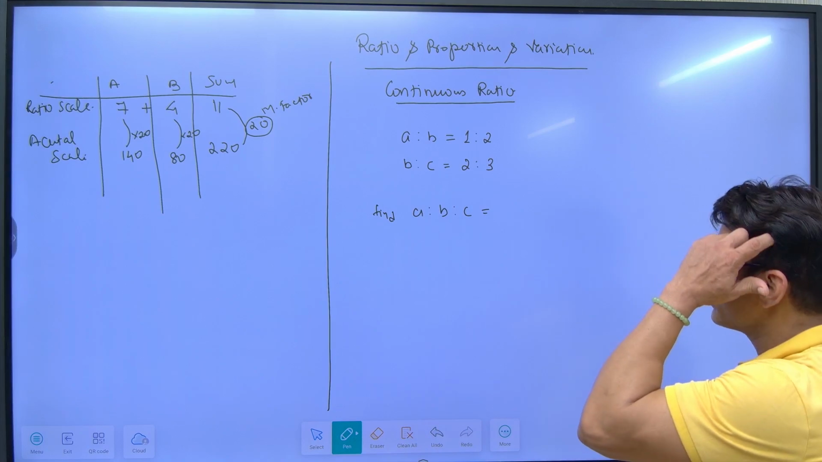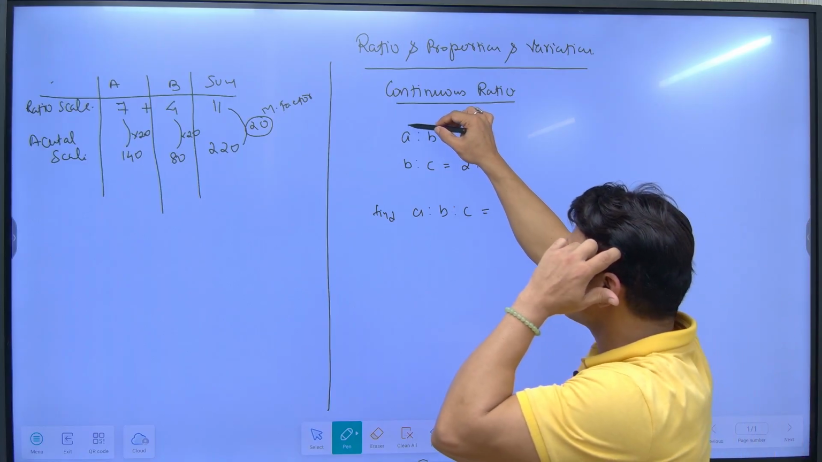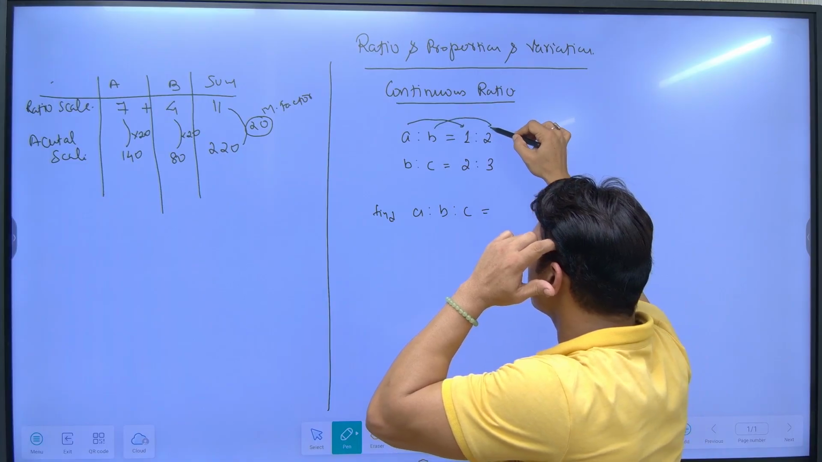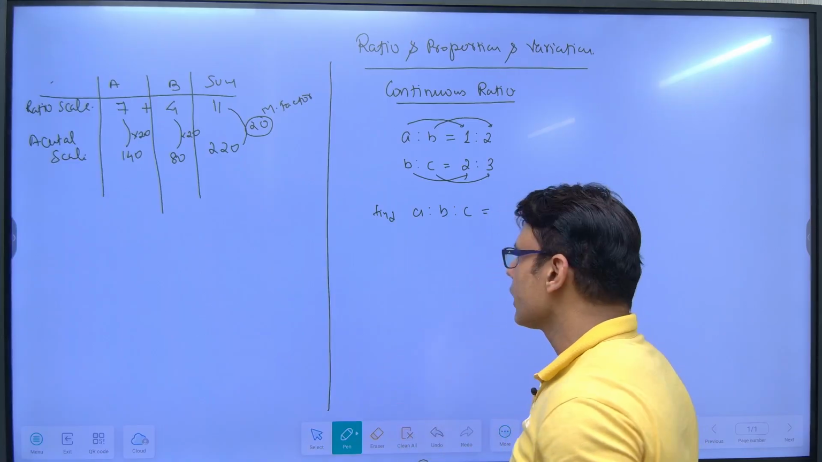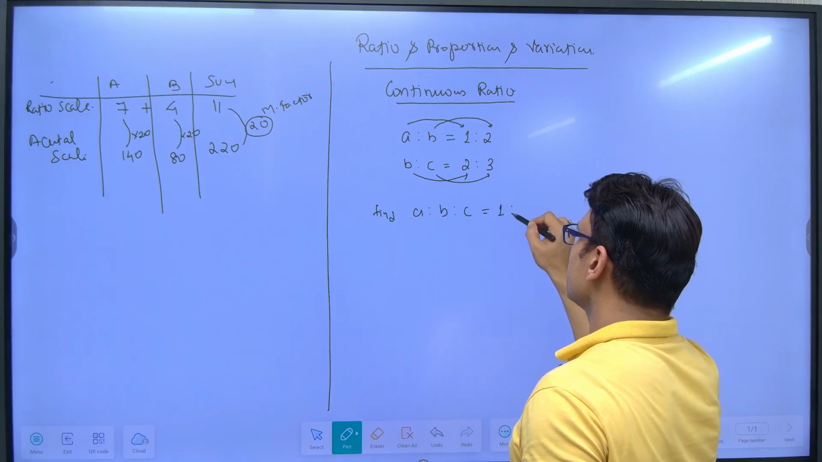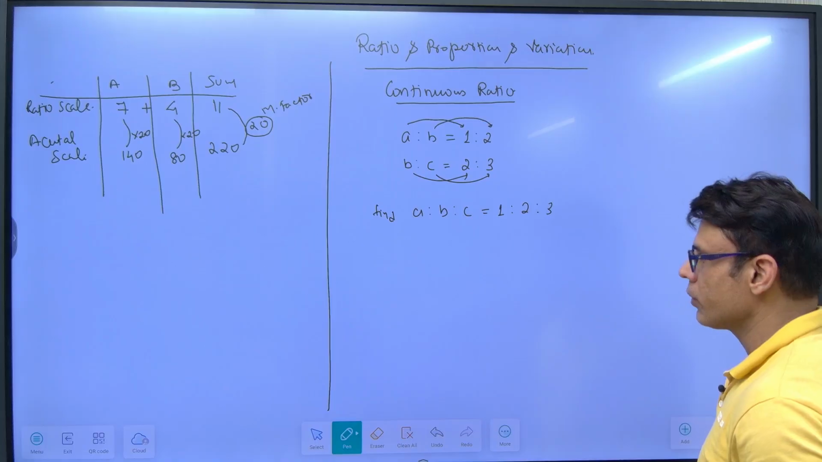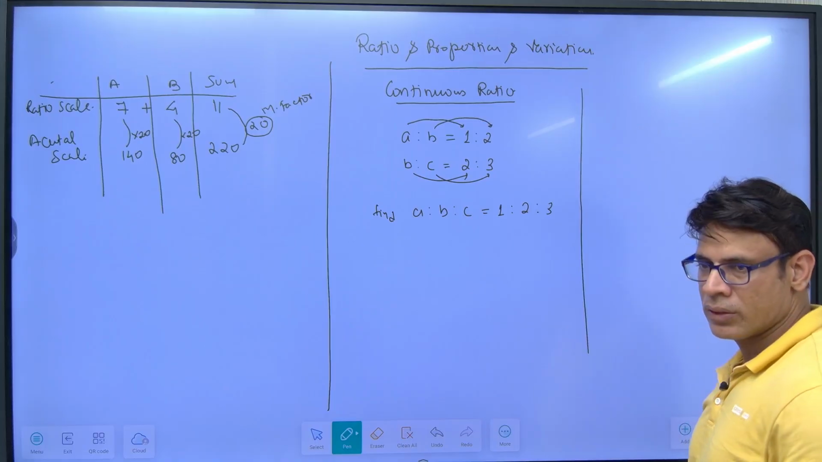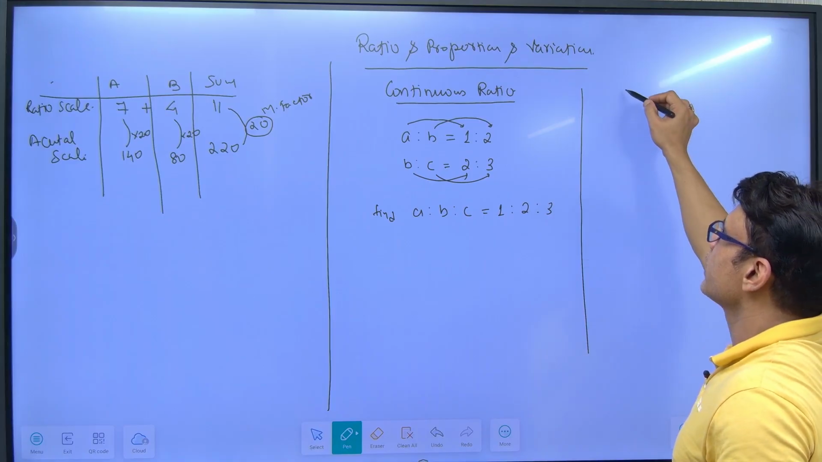What does it mean? It says that on the ratio scale, when A is 1, B is how much? 2. And when B is 2, C is how much? 3. So when A is 1, B is 2, and when B is 2, C is 3. So the ratio of A:B:C is 1:2:3. But you will not get such kind of question always.